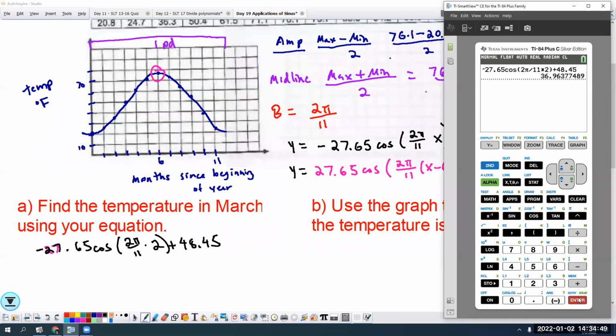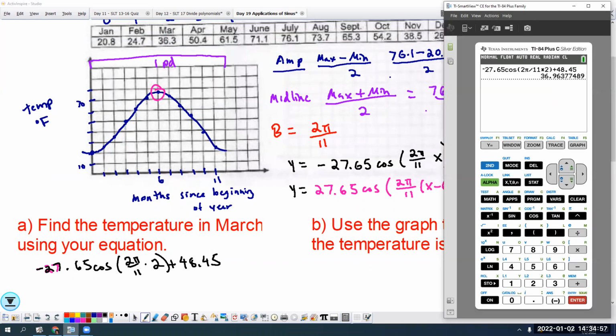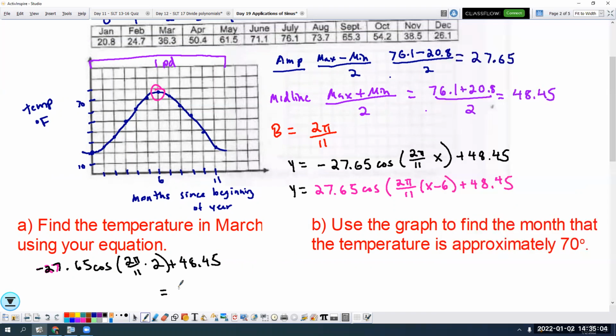And I get 36.96 degrees. So if I look, that's pretty close. Like I had 36.3. That's a pretty good estimate. So I'm going to go with 36.964, 3 decimal places. Okay.